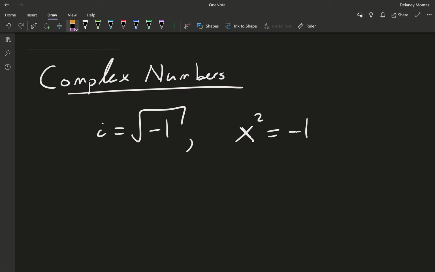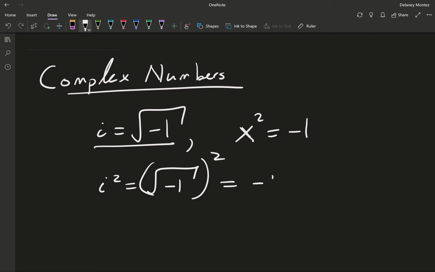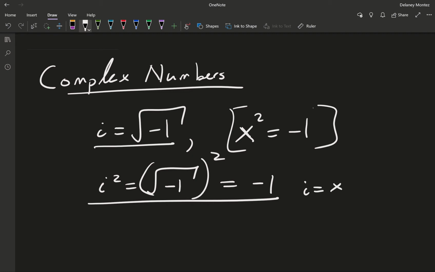When you square it, you actually get a negative number, and that's because of the way it's defined here. So i squared, if i equals the square root of -1, i squared is just going to be the square root of -1 squared. And what happens when you square a square root? This goes away, so you're just left with -1. So i squared is a solution for this up here in the box, for x squared equals -1. If i equals x, then i squared equals x squared equals -1. So i would be the solution for that.